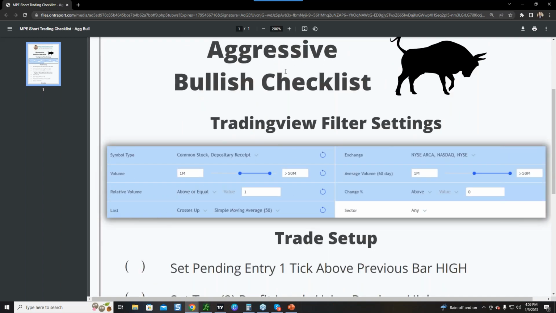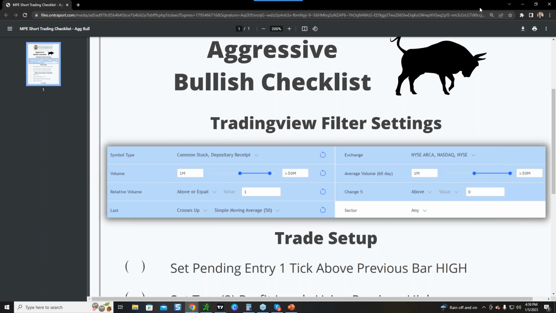This is aggressive. There's a few criteria. That's it. Conservative has more criteria, more filters. Relative volume is momentum. Relative volume above or equal to 1. So that means it's got to be above average volume for the day. That's what this tells us. Last price crossing up on the simple moving average 50. So the price is crossing up. It's a reversal from down to up against the 50.